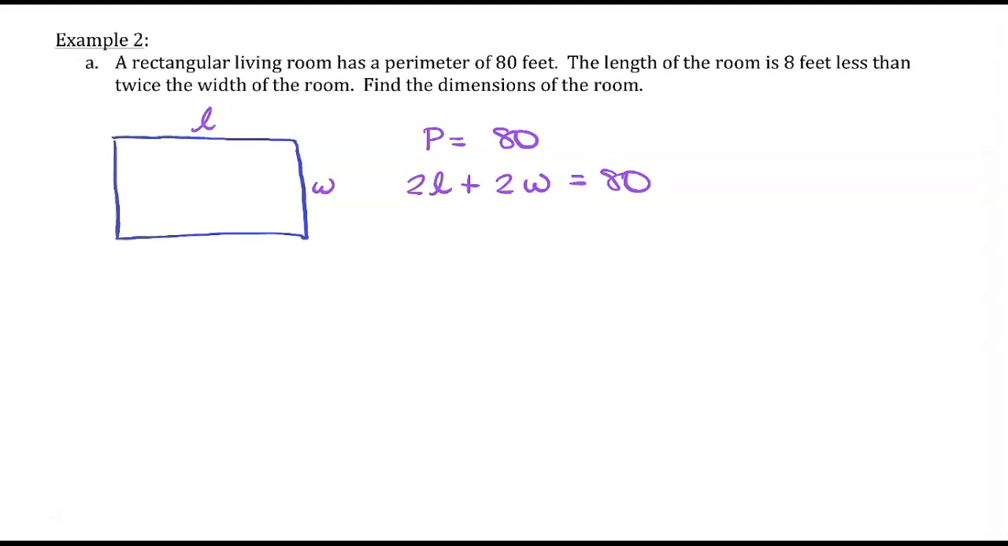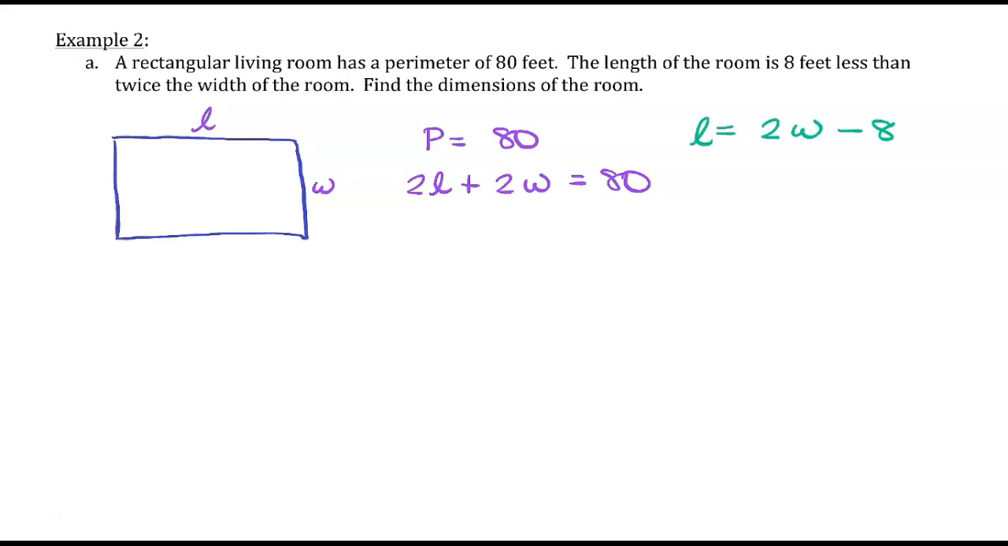So let's write that down. The length of the room, L, is 8 feet less, so we're going to subtract 8, than twice the width. Okay, so 8 less than twice the width. So L is equal to 2 times W minus 8. Now we need to find the dimensions of the room. We need to take this information to solve for L and to solve for W.